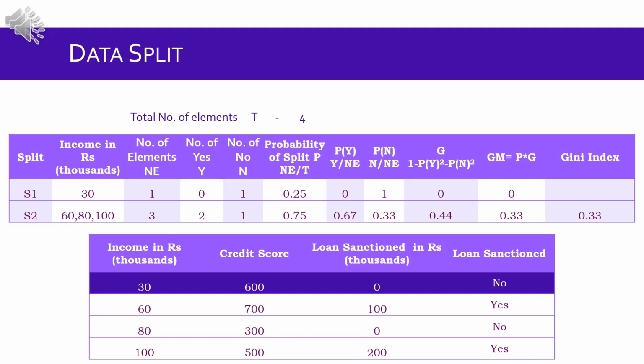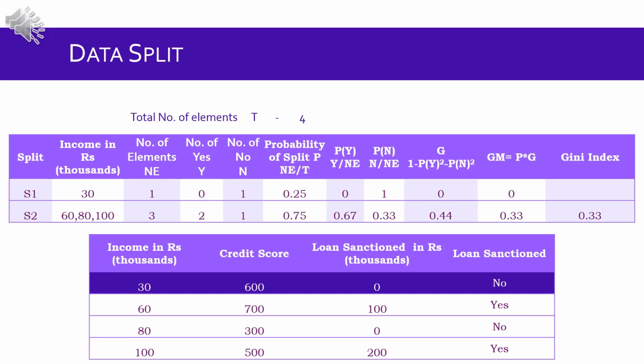Probability of split is given by NE divided by T, which is 1 by 4, that is 0.25. The probability of yes is Y by NE, which is 0. Probability of no is N by NE, which is 1. Gini impurity is 1 minus square of probability of Y minus square of probability of N. When Gini impurity G is multiplied by the probability of split P, we get the Gini measure.